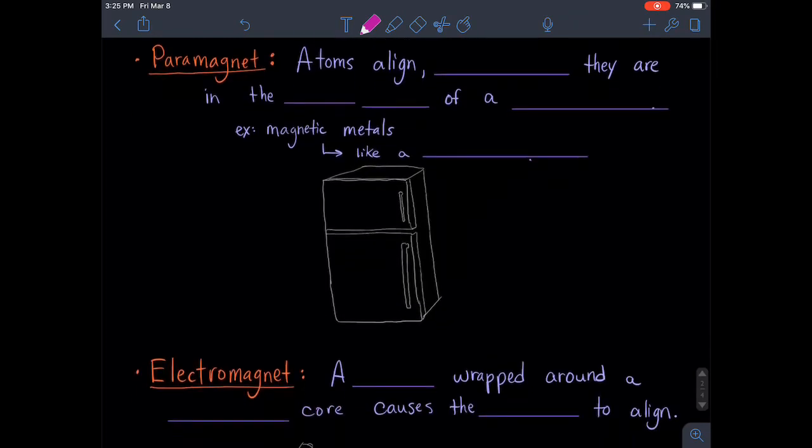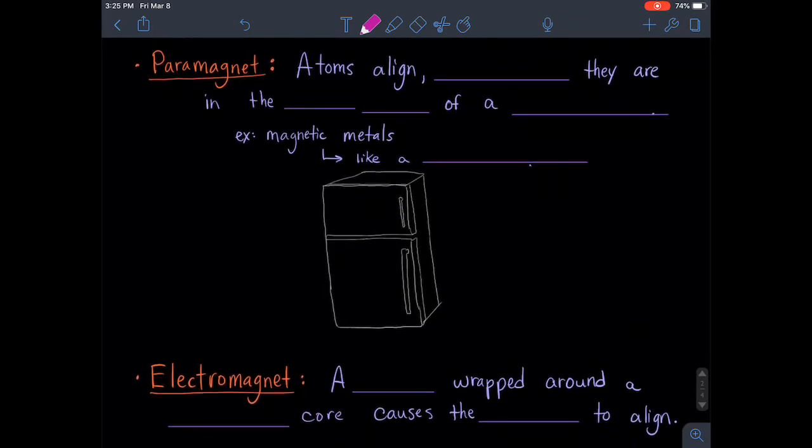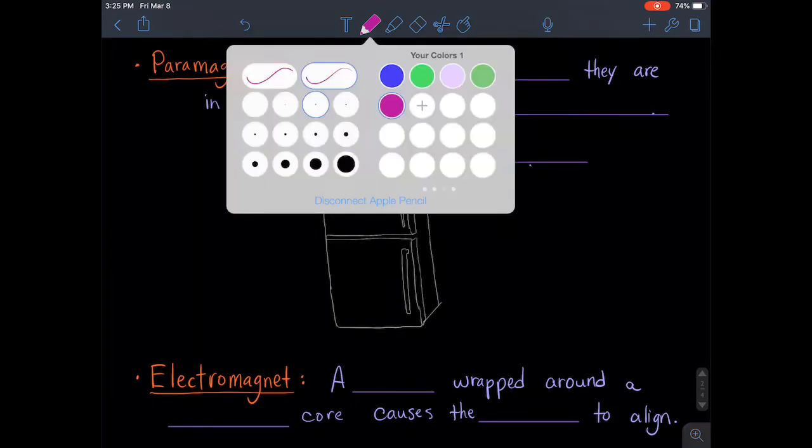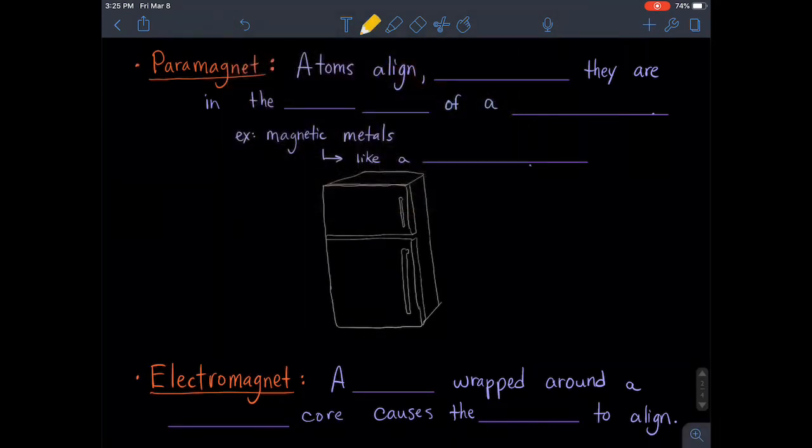All right. Well, if we go down to a different type of magnet, this is another one that you're probably familiar with as well. And so you can kind of get a preview there of my refrigerator. I'm going to switch the color here and kind of get something new. So a paramagnet is when atoms align only when they're in the presence of a magnet.